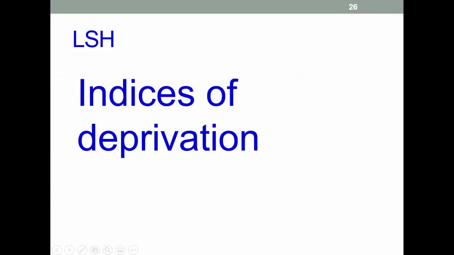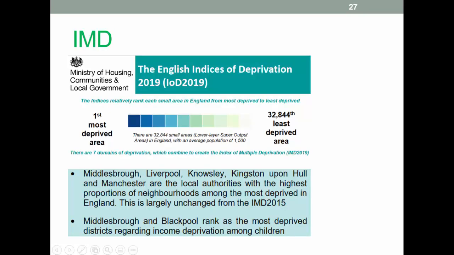Okay, so how do we know about these things? How do you define them? And the key is something called indices of deprivation, or technically multiple indices of deprivation. Again, we'll look at this more later in the module. They measure relative levels of deprivation in 32,844 small areas or neighbourhoods called low super output areas. Again, more on this later.